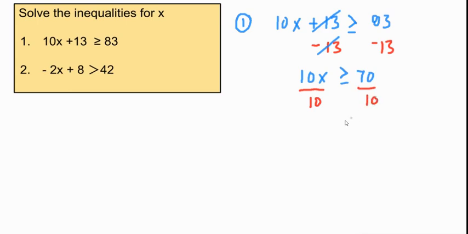And we need to do the same to the opposite side. So those 10s are going to cancel each other out, leaving us just with x on the left side, still greater than or equal to, and 70 divided by 10 is 7. And that's our answer. X is any number that is greater than or equal to 7. So that includes 7, 7.5, 8, 9, any number that's equal to 7 or larger, including fractions and all kinds of decimals.